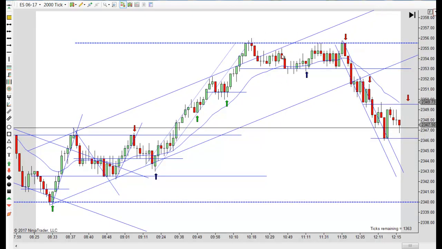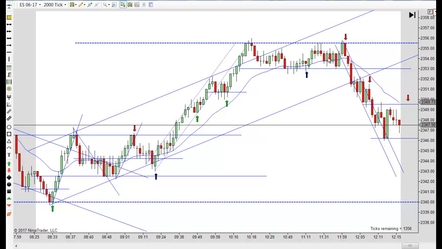But notice that high, we tested it once, and then we got another test of it. You actually got a second entry long right there, and it fails on a double test of this high. Look how bearish that bar is. That's a great place to go short. Your stop has to go above the swing high, which is this bar. There's a 1 tick difference there. But I like going short there, and boom, off we go.